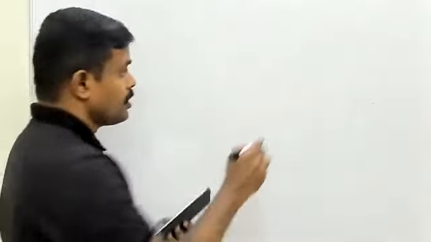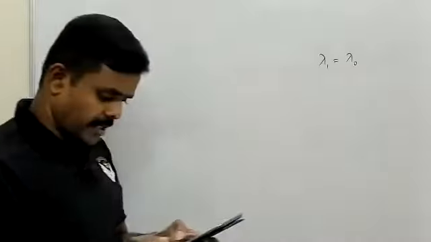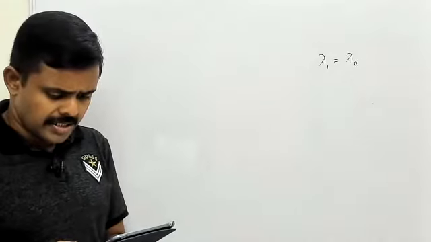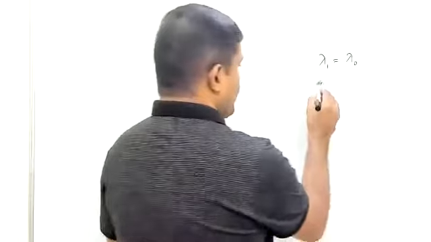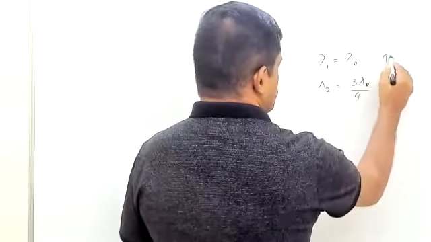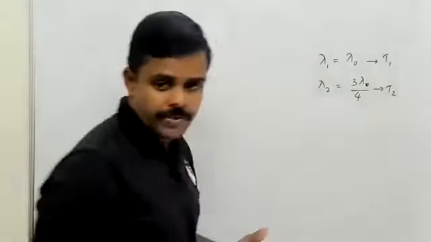Question number 13. The energy spectrum of a black body exhibits a maximum around wavelength lambda 0. So lambda 1 is lambda 0. The temperature of the black body is now changed such that the energy maximum is around the wavelength 3 lambda 0 by 4. Lambda 2 is 3 lambda 0 by 4. So temperature is T1 here, temperature is T2 here.